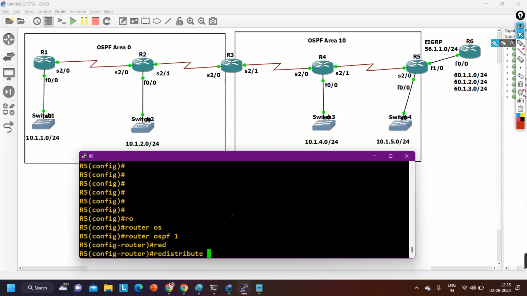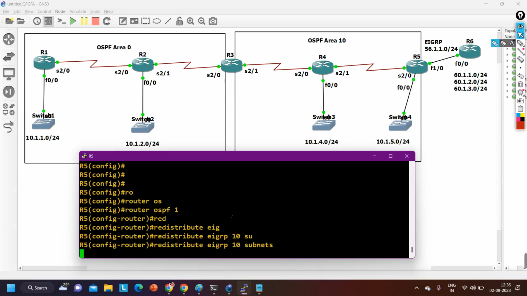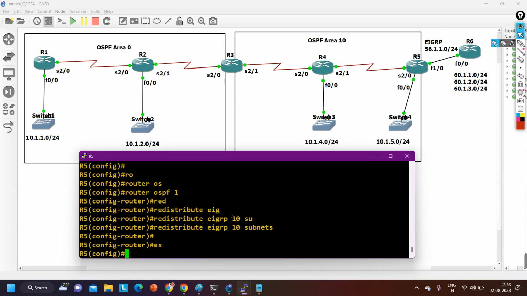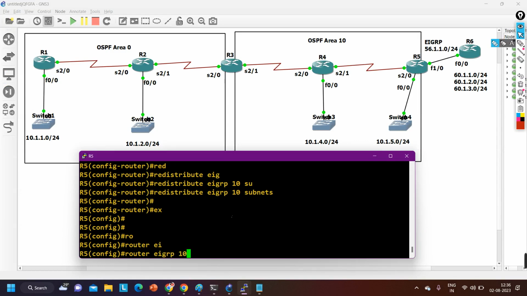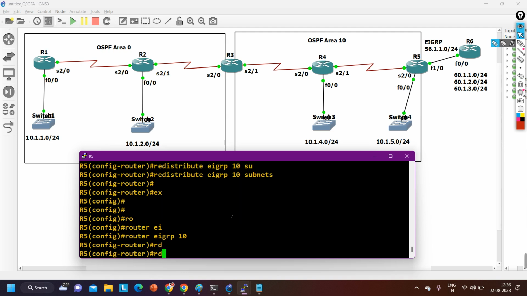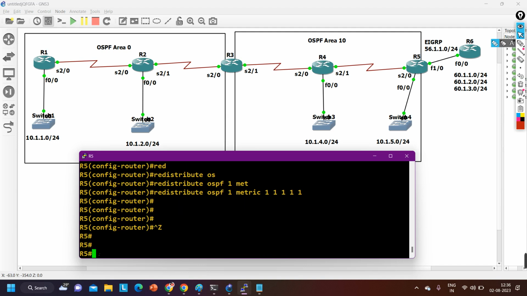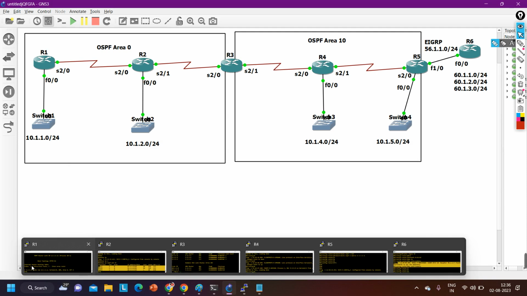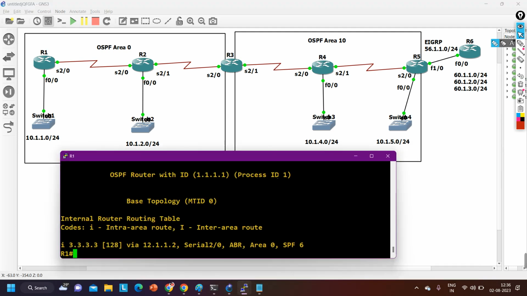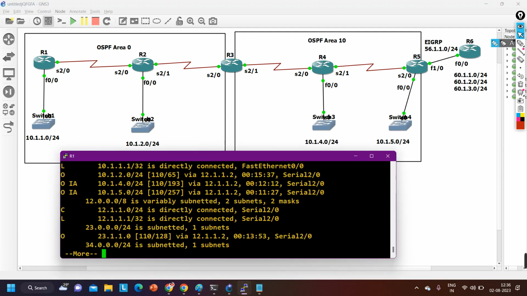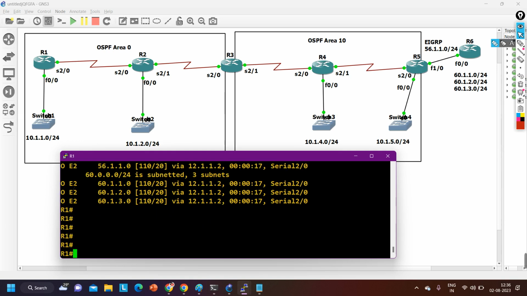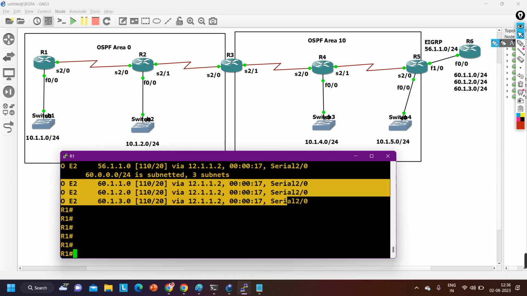So router OSPF 1, redistribute EIGRP AS number 10 subnets. This is the command to redistribute. And let me redistribute OSPF in EIGRP also. Router EIGRP 10, redistribute OSPF 1 metric 1 1 1 1 1. Fine. Now on router 1, show IP route. Am I receiving the 60 prefixes or not? Yes.